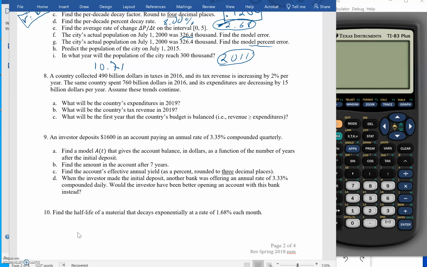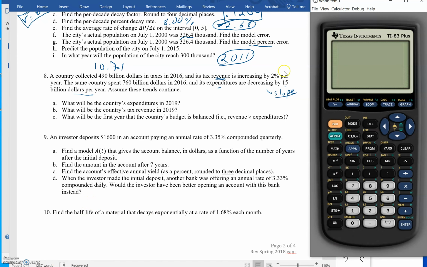So let's sort them out. We have an expenditure and a revenue model. The revenue model is given in terms of a rate increase, a percent increase. So that's going to be exponential. Whereas the expenditure model is given in terms of a constant per year decrease. So every year we lose the same amount. That is a slope. So that's going to be linear. So we have an exponential and a linear model to work with here. So we're going to use both of them.